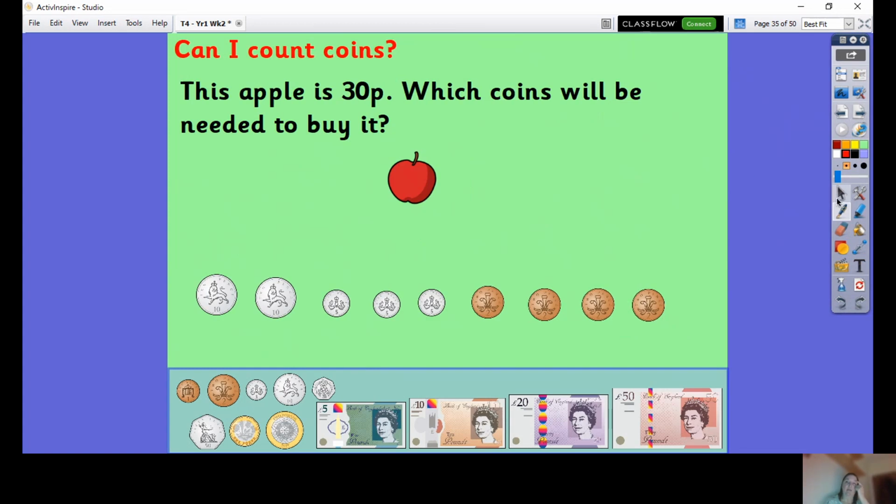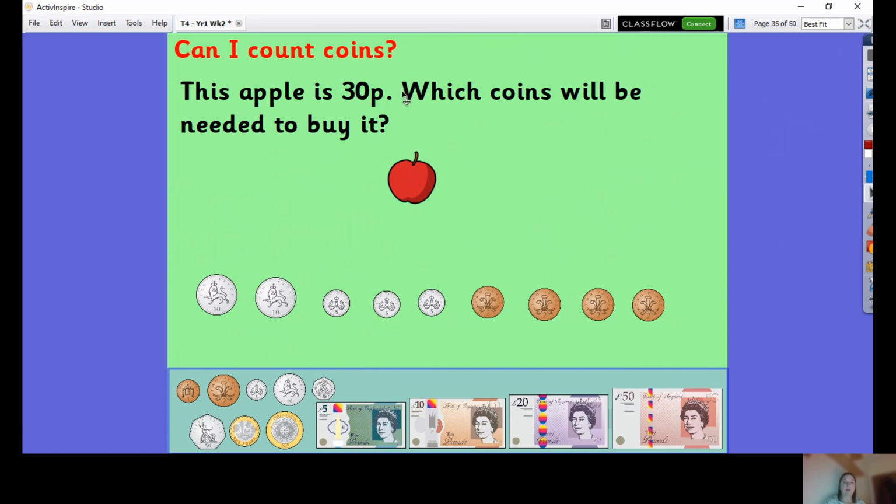Okay, let's have a look at this apple here. Again, this apple is 30p. If I wanted to buy this apple, which coins will be needed to buy it? So you might want to pause the video here and have a little go at this one before we do the answer together.